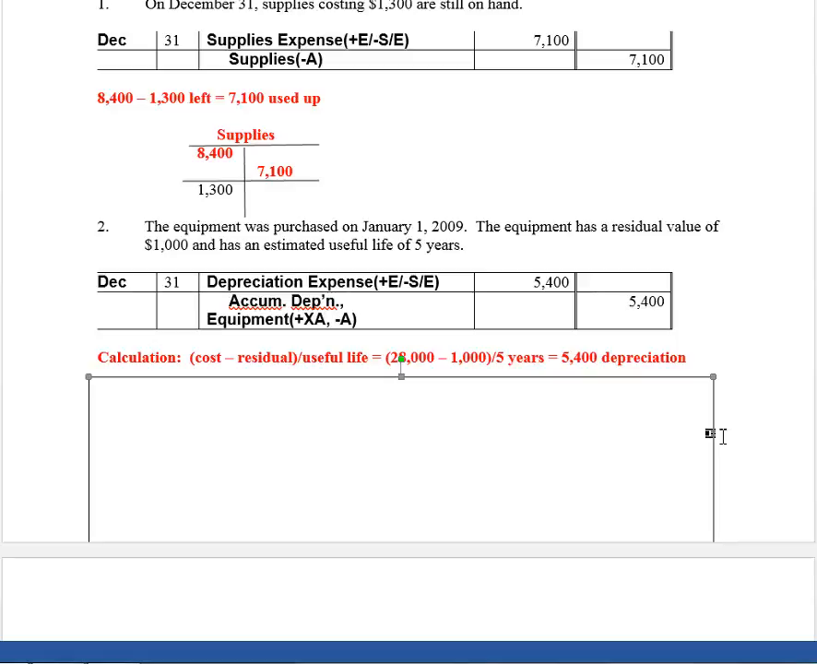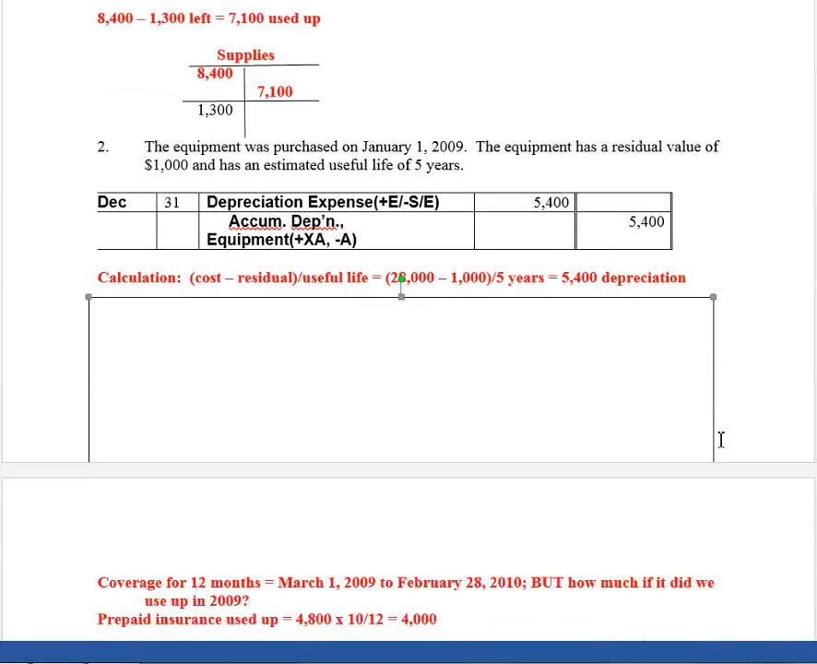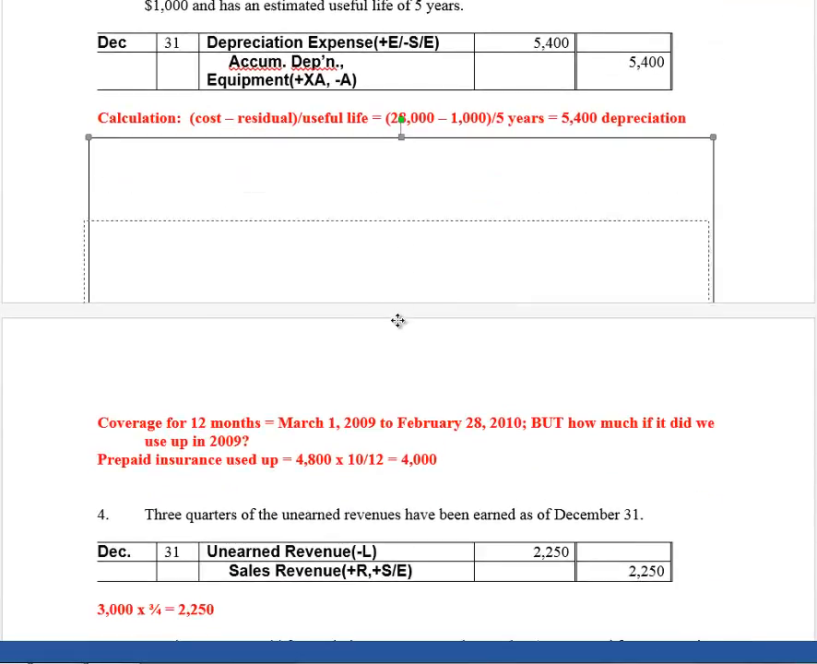So the adjusting entry to record depreciation on the equipment is a debit of $5,400 to depreciation expense and a credit to accumulated depreciation, the contra asset account, of $5,400. Now, let's go look at the next transaction.